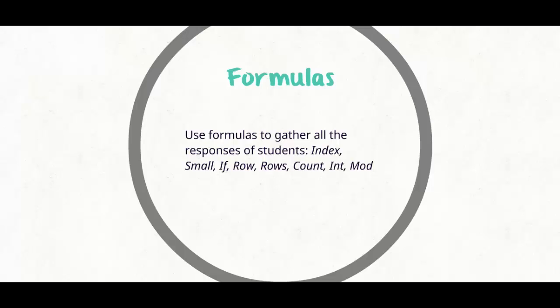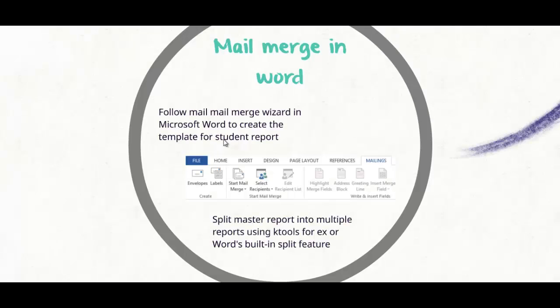So we're going to use a bunch of functions which are listed here: INDEX, SMALL, IF, ROW, ROWS, COUNT, INT, and MOD. This would be the list that will be used in Microsoft Word to create the mail merge document. And then we will see how we can do the mail merge document in Word.